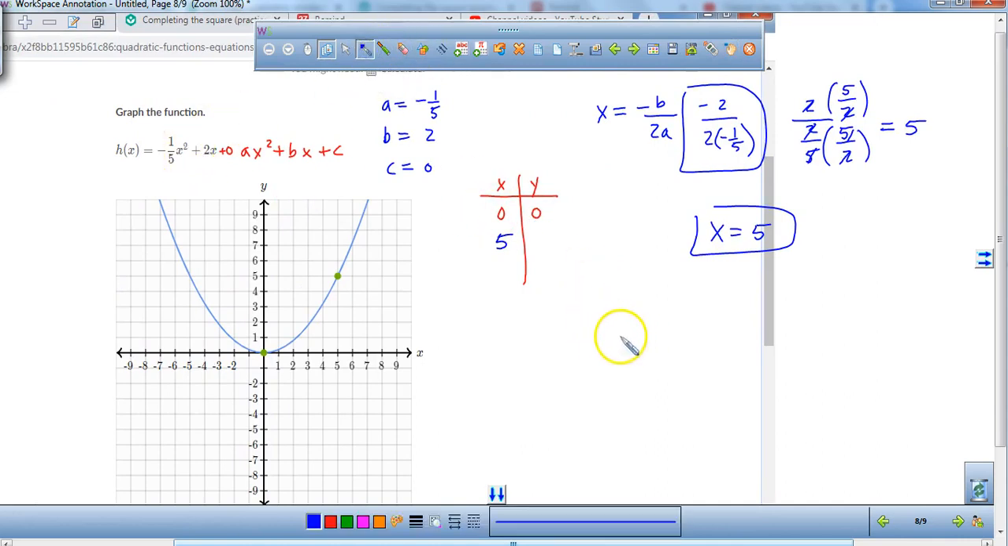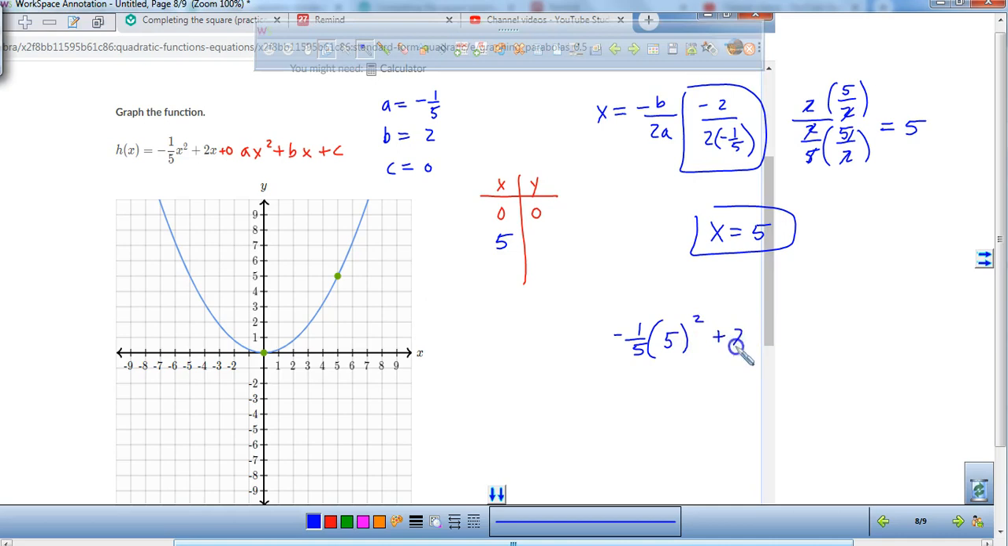All right, so here we go. Negative 1/5. We're going to plug in a 5. Going to square it, plus 2 times 5. So here we have negative 1/5. 5 times 5 is 25. 2 times 5 is 10. And we have negative 5 plus 10, which is the same as 10 minus 5, which just equals 5. So our vertex is going to be at 5 and a 5.